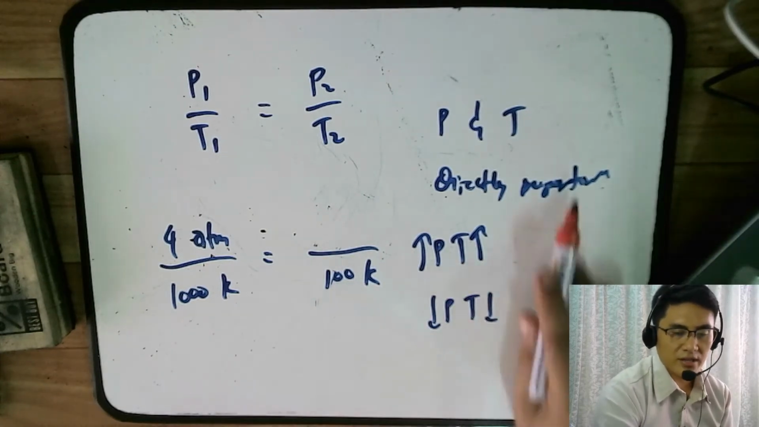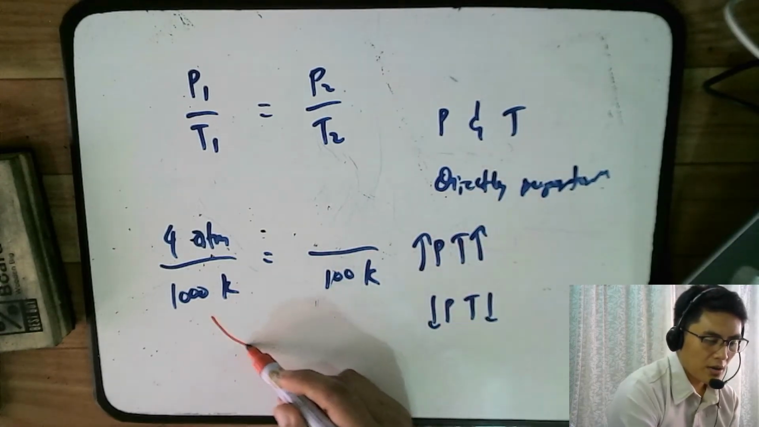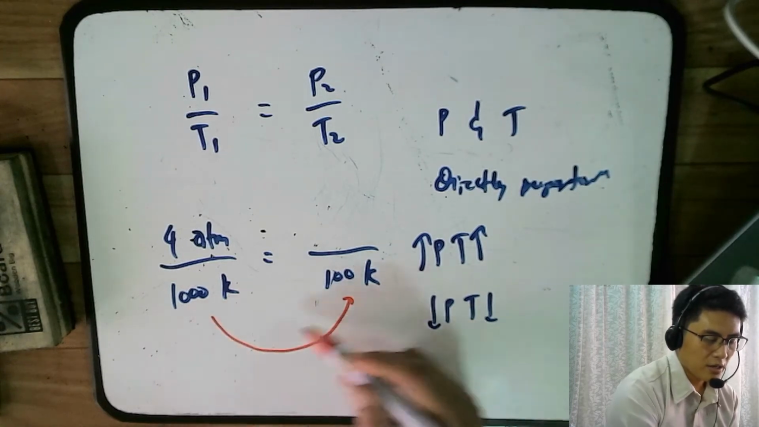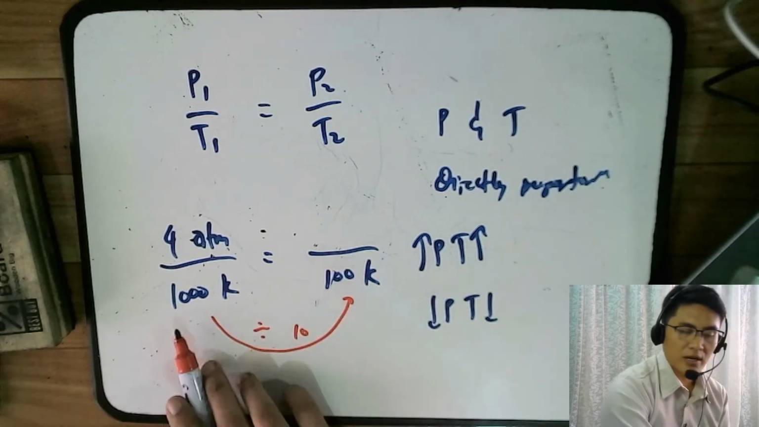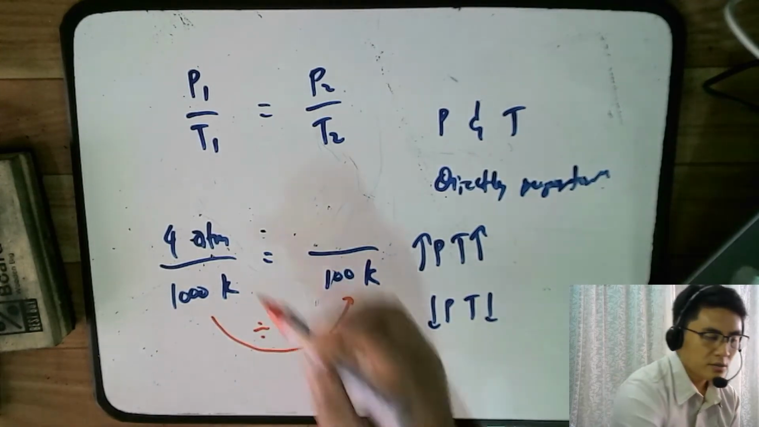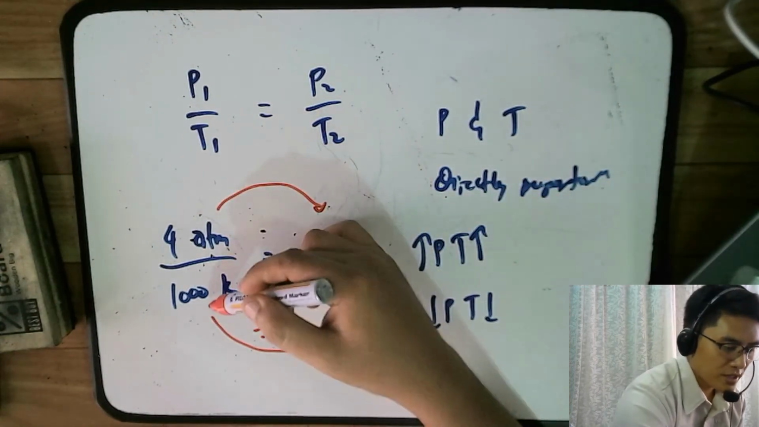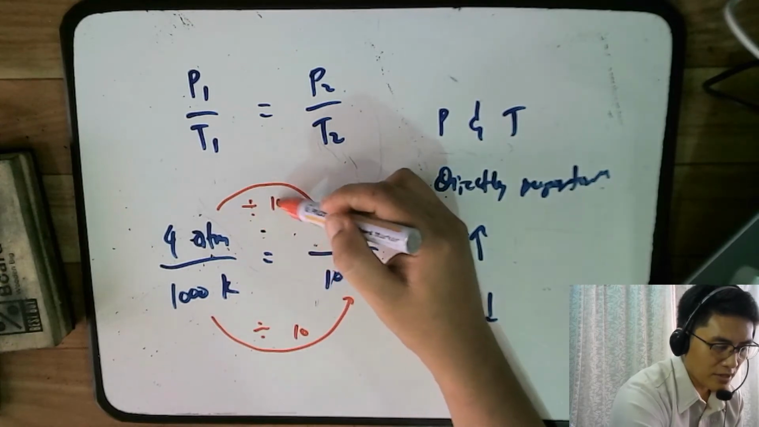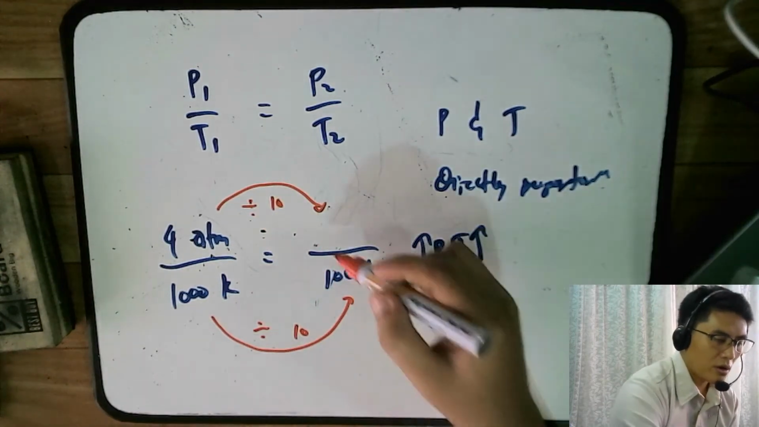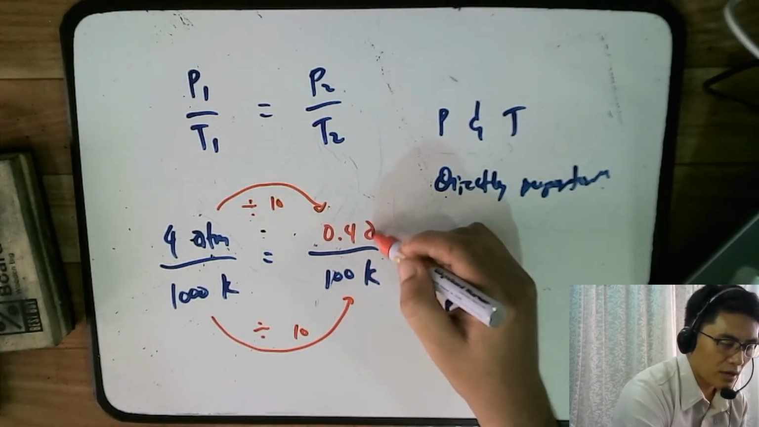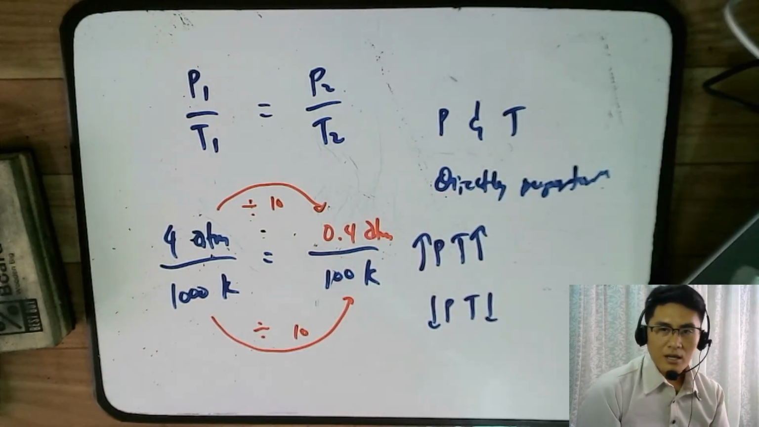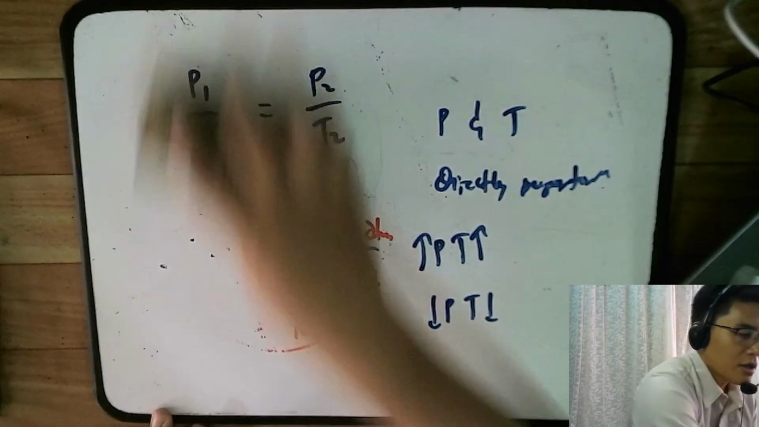Well, again, you reason out that it is direct proportionality. So how did you get from here to here? You divide it by 10, right? 1000 divided by 10 is 100. So therefore, because of the direct proportionality, they go together. If this gets divided by 10, this also gets divided by 10. So now you know that your pressure would drop down to 0.4 atm. Okay? That's for Gay-Lussac's law.